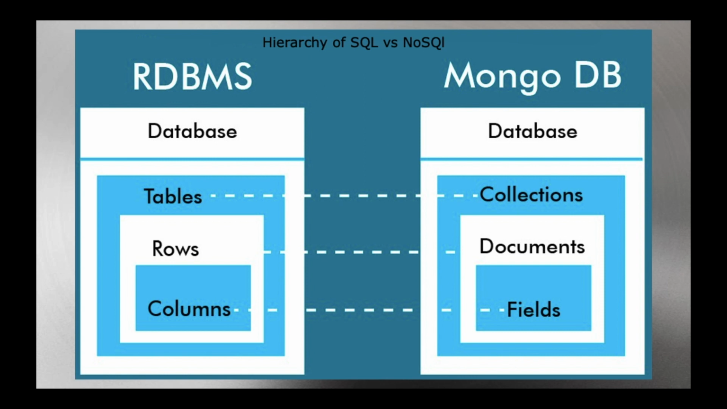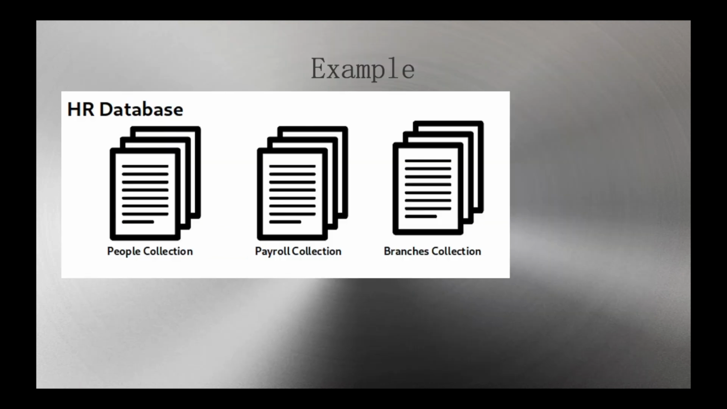In both NoSQL and SQL, the top layer is the database. Inside the database, we have tables in SQL and collections in NoSQL. Inside a collection, we have documents and then fields. Let's take an example. Here is an example of a database in MongoDB. It contains 3 collections: people, payroll, branches, and these collections have documents inside of them.